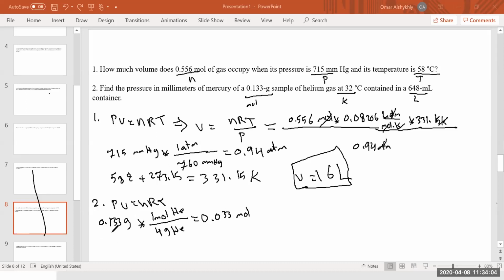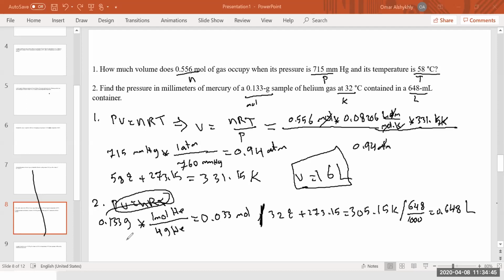Next, we need to do the temperature, 32 Celsius degree plus 273.15. So here it will be 305.15 Kelvin. Now for the volume, 648 divided by 1,000, we will get 0.648 liter.